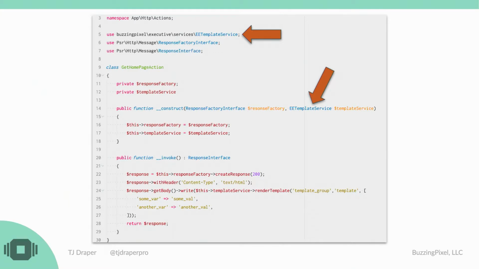And the problem here is that we're requesting, well, first of all, we're requesting this EE template service. And if you read the full namespace, you'll see that's an Executive class, so that it's already registered with the DI. It will be injected just fine. Executive knows what to do with that. I may actually have a response interface registered. Let's pretend that I don't in Executive. So what would you do in this case?